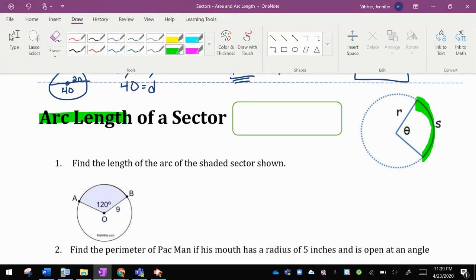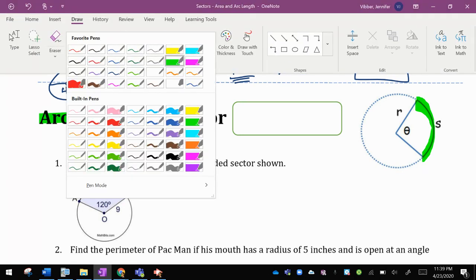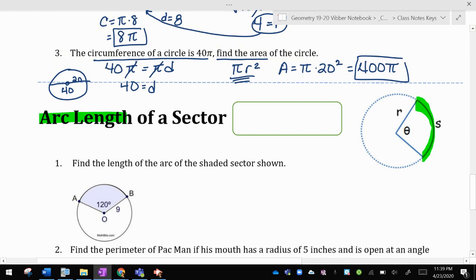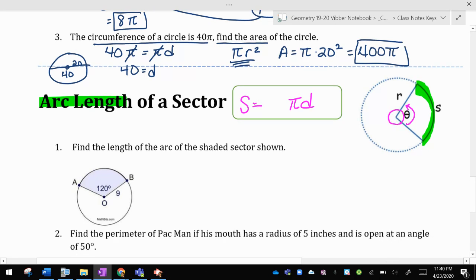Now, since S is a portion of the circumference, the formula for arc length is really just a fraction of the entire circumference. So S, the arc length, is some fraction of pi d. Well, what fraction is it? It's the same fraction as this theta is out of 360. So just like the area of a sector, the arc length of a sector just starts with theta over 360 times pi d.